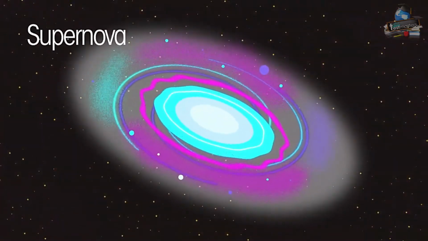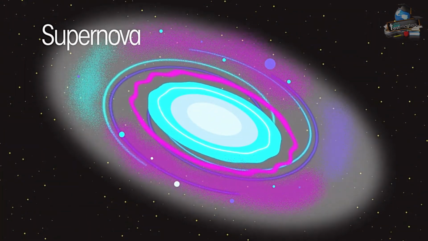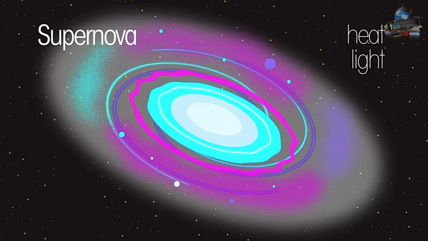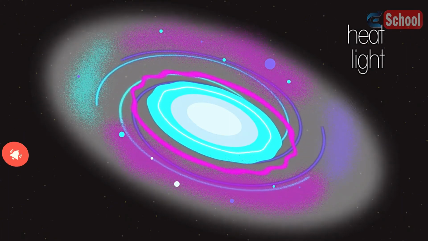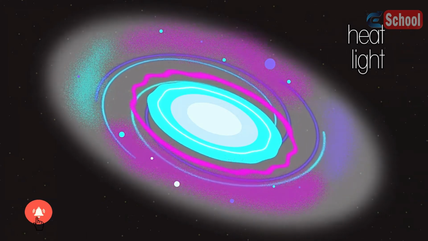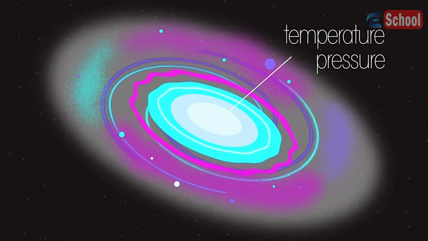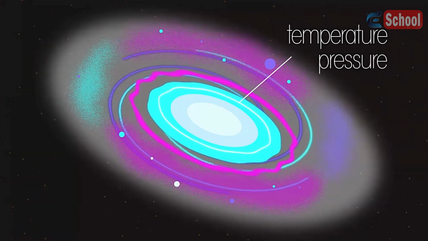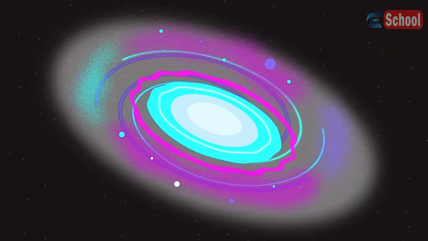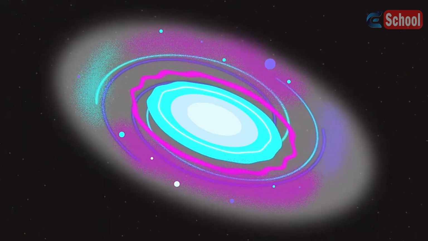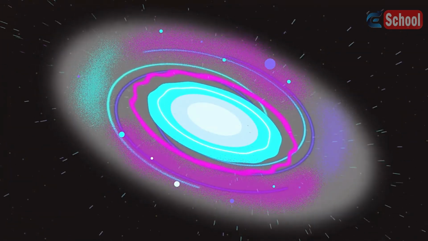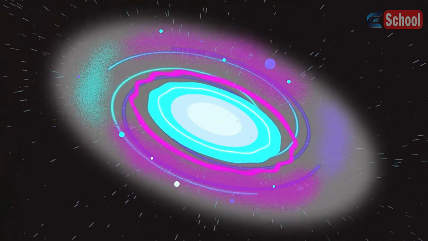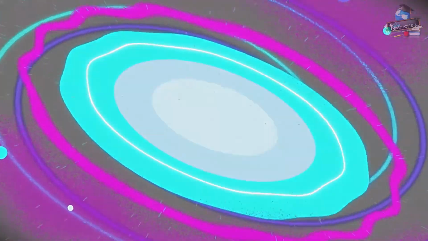The shockwave created triggers an explosion, a supernova, producing a lot of energy in the form of heat and light, which can outshine all the other stars in the galaxy for several weeks. The extremely high temperature and pressure that exists inside a supernova enables the fusion process to create all of the elements in the periodic table that are heavier than iron. The supernova distributes these throughout the universe, so that means we're all made of stardust.